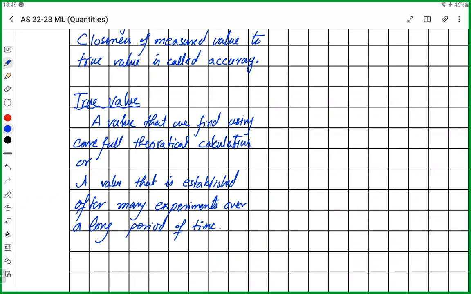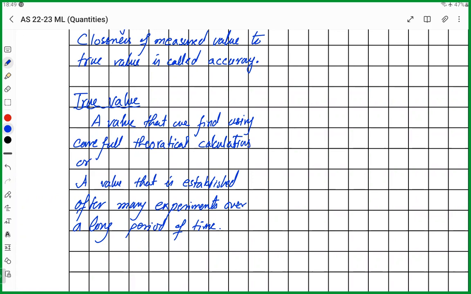For example, if somebody asks you what is the true value of gravitational acceleration near the surface of Earth, you can simply say it is 9.81 meter per second square. So what is that? That is a true value because it has been measured again and again by different scientists over a very long period of time, and they all found the value to be 9.81 meter per second square. So that is why we can consider it as a true value.